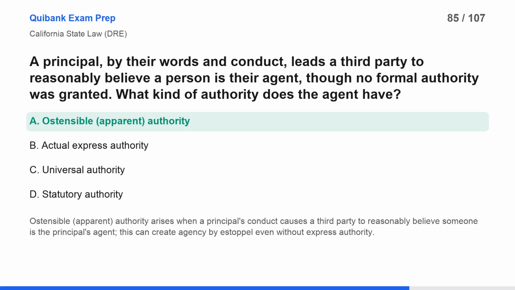Ostensible apparent authority. Ostensible apparent authority arises when a principal's conduct causes a third party to reasonably believe someone is the principal's agent. This can create agency by estoppel, even without express authority.